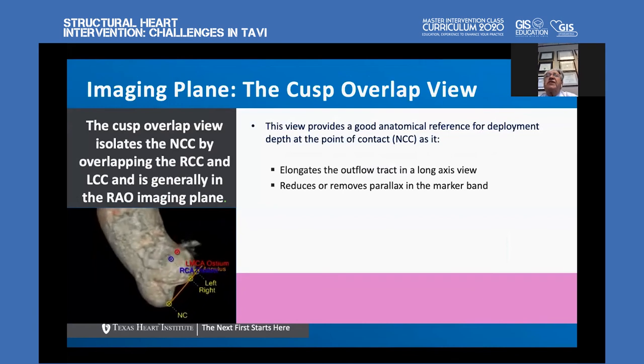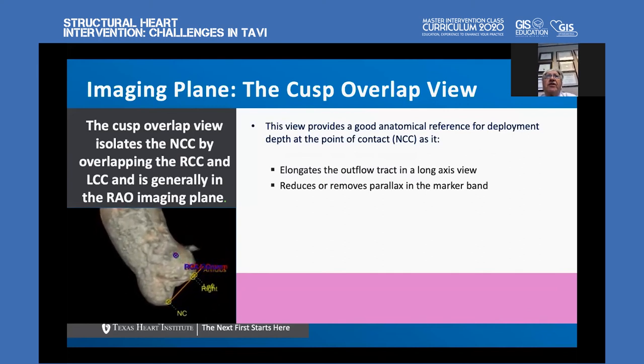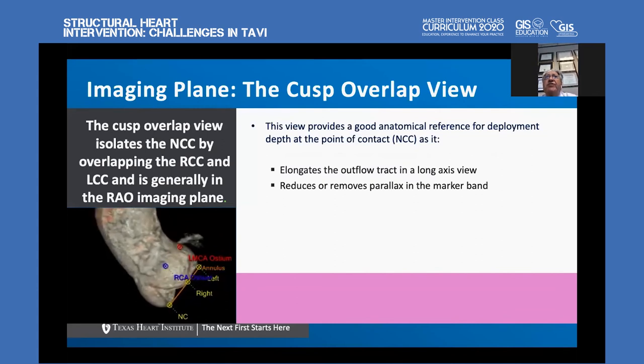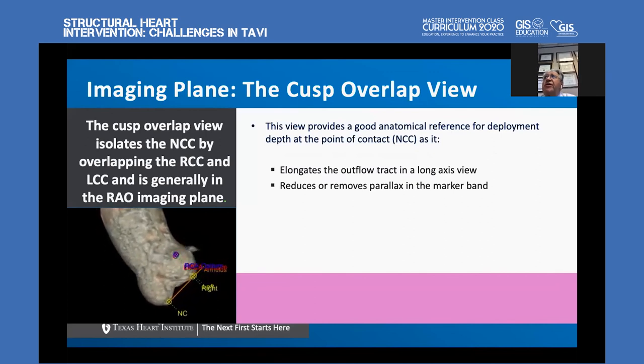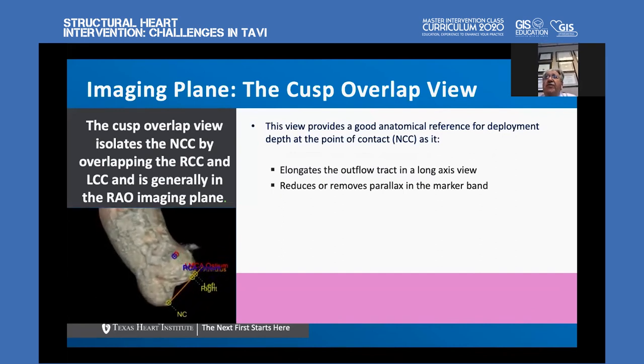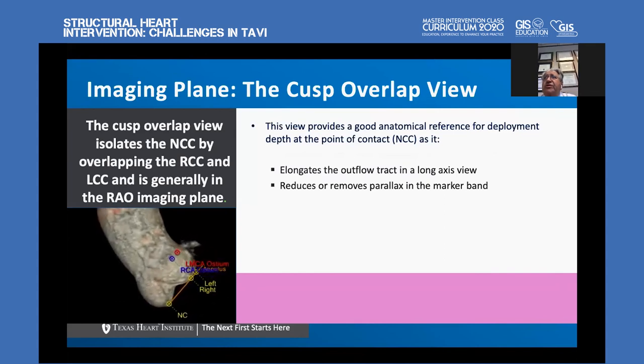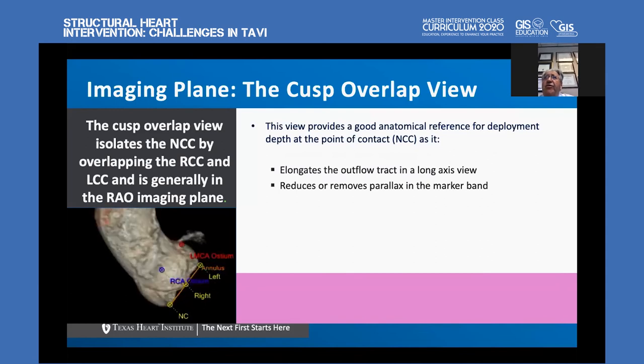Several authors have clearly described the cusp overlap technique, and the cusp overlap view is very useful in isolating the non-coronary cusp from the overlapping right coronary cusp and left coronary cusp. So now you are only looking at two cusps. And this is generally best done in the RAO imaging plane, as we can see here in this presentation. This view therefore provides a good anatomical reference for deployment depth at the point of the non-coronary cusp, because it elongates the outflow tract in long axis view and reduces or removes the parallax at the marker band, and also assists with depth visualization near the non-right commissure and membranous septum during the deployment.